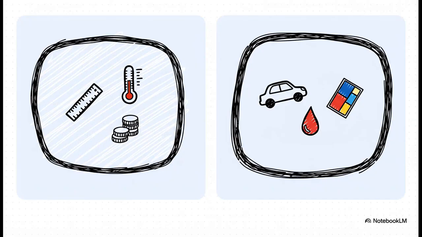The first and biggest split you need to know is between quantitative and qualitative data. Quantitative is the easy one. It's numbers, things you can measure or count. The how much or how many. Think about height, temperature, or price. Qualitative, on the other hand, is descriptive. It's about the what kind. Think blood type, car models, or your favorite movie. It's about categories, not numbers.